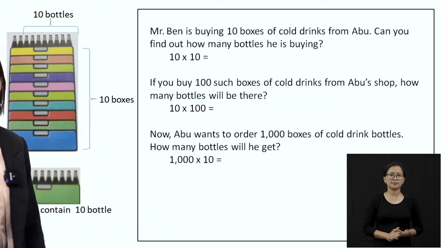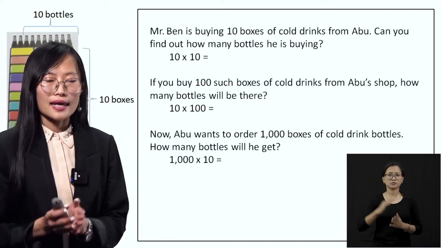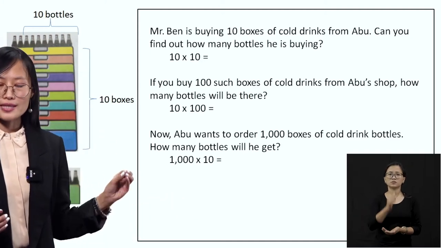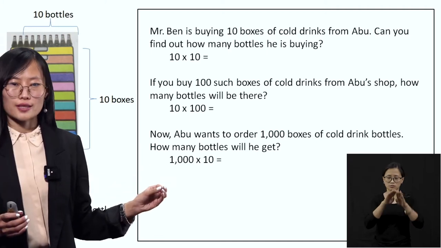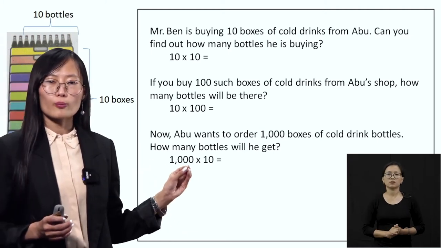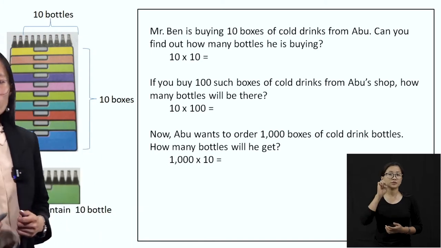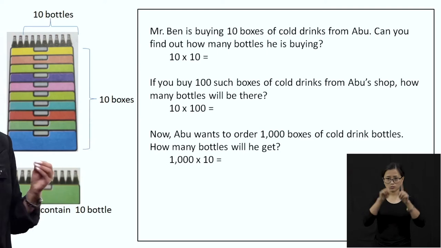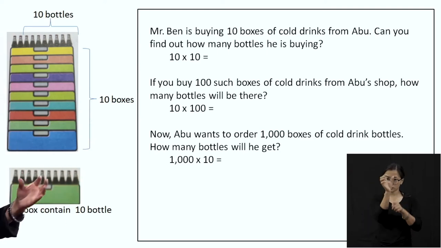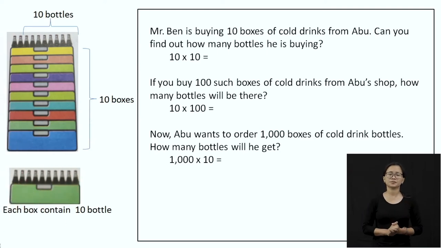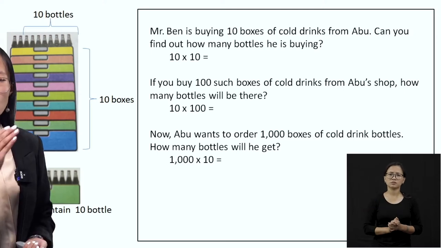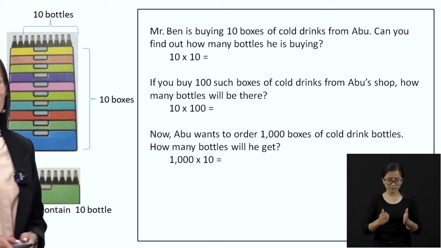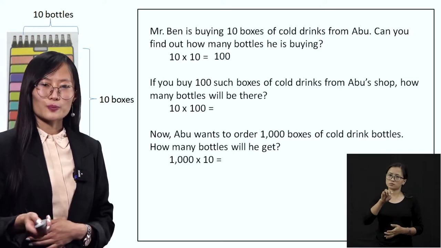Now, Mr. Pen is buying 10 boxes of cold drinks from Apu. Can you find out how many bottles he is buying? Like I mentioned, in one box he is keeping 10 bottles. So if Mr. Pen is buying 10 boxes, that means 10 into 10, because 10 boxes multiplied by 10 bottles. So 10 into 10, you will get 100.